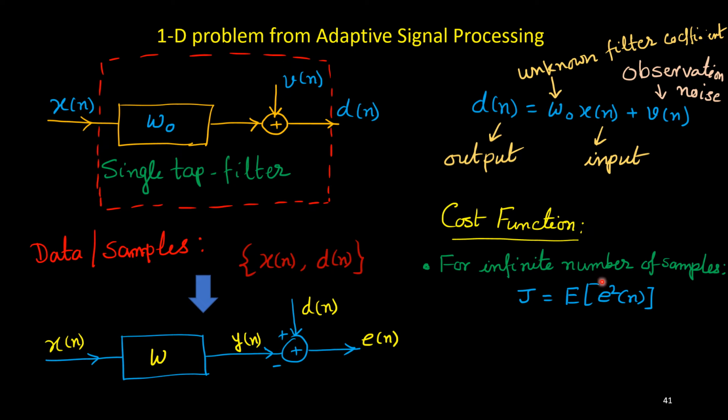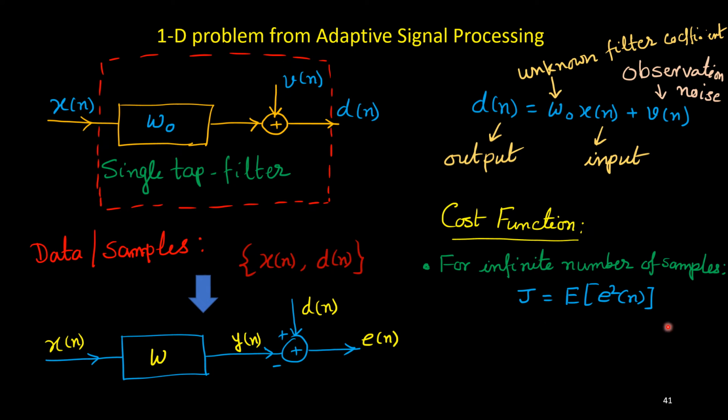So our objective will be to define our cost function as this one. If we have an infinite number of samples, that means all the statistics we can compute, about the input x n and the cross correlation between D n and x n, everything we can compute from this infinite number of samples, and in that case we can define our cost function as the expected value of e square n. That we have discussed in my previous lectures. So this is for an infinite number of samples.